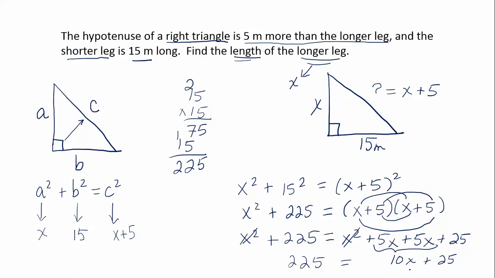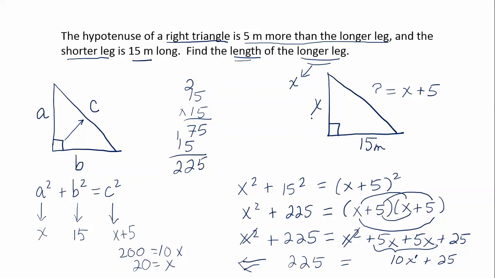This is just a regular old linear equation. In other words, there's no power on the x, it's a power of 1. So we can just isolate x and we have our solution. So how do we do that? We're going to subtract 25 from both sides of the equation. And that would leave us with 10x is equal to 200. Dividing by 10 then, x is equal to 20.